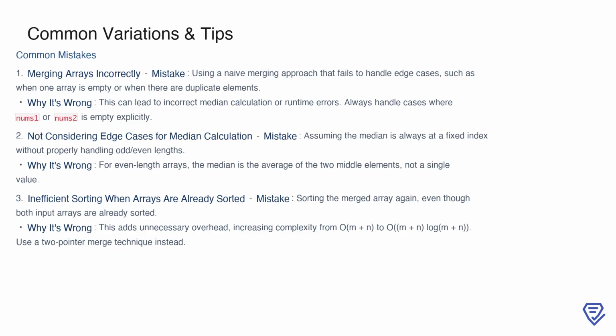Another mistake is not considering edge cases for the median calculation itself. For example, assuming the median is always at a fixed index can cause problems, especially when the combined length of the arrays is even. In these cases, the median is the average of the two middle elements, not just one value. Lastly, some solutions inefficiently sort the merged array again, even though both input arrays are already sorted. This increases the complexity unnecessarily from O(m + n) to O((m + n) log(m + n)). Instead, you should use a two-pointer merge technique to avoid this overhead and maintain efficiency.